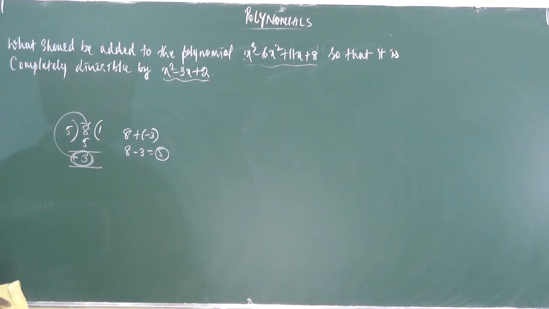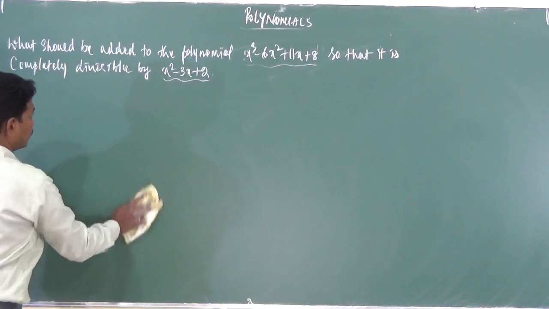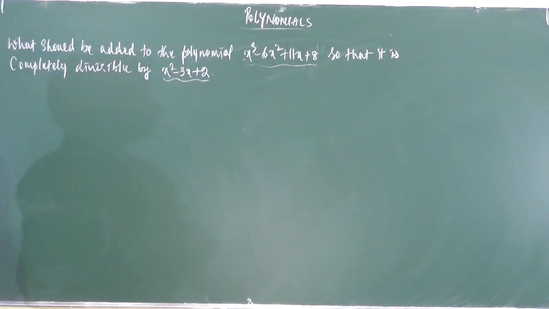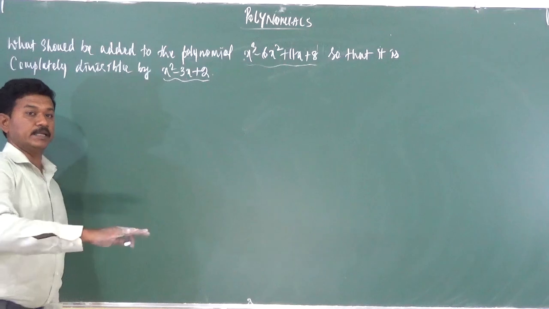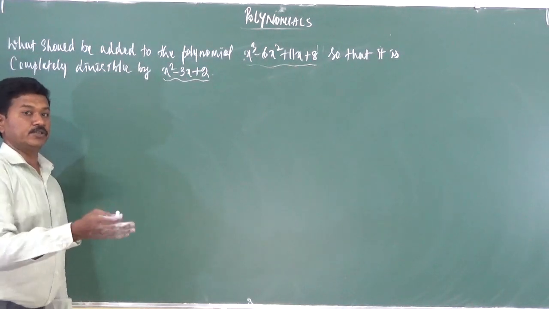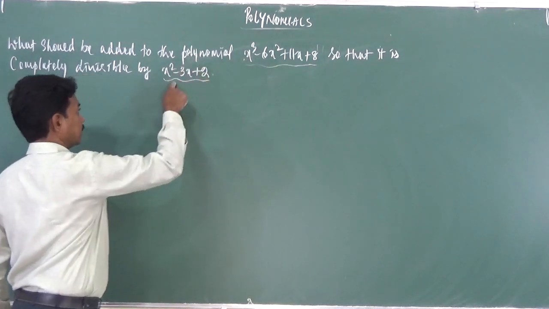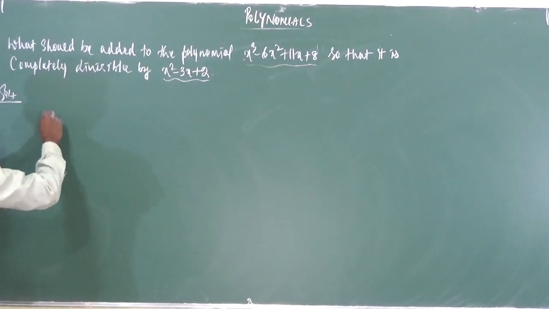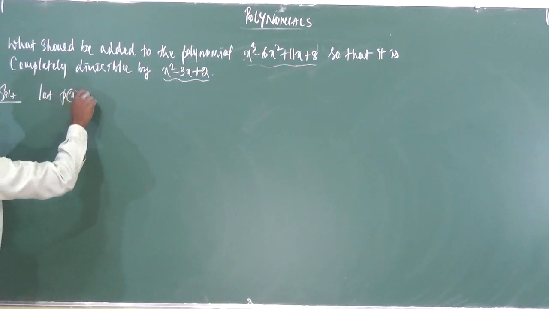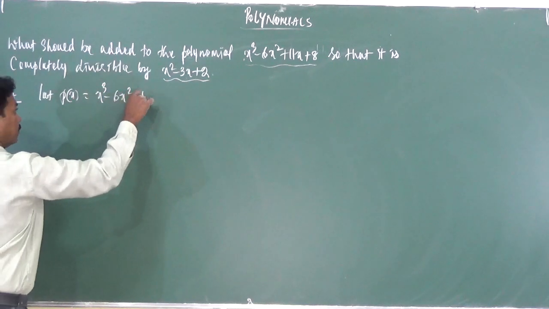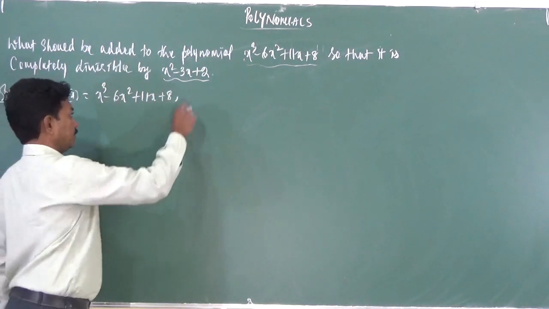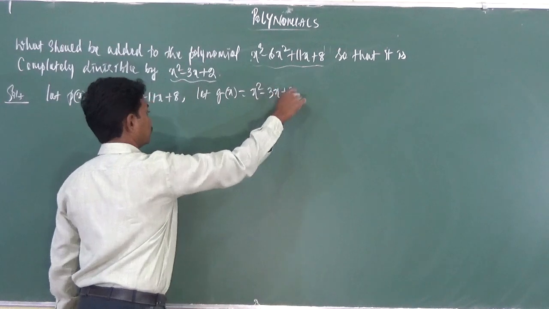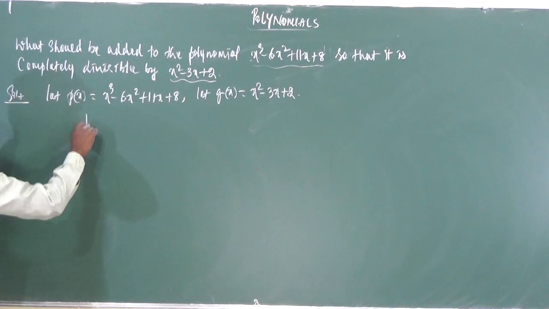In the same manner the problem is going to come. So what we have to do is divide this polynomial by this and check the remainder. Whatever remainder we get, we have to convert that into a negative value. That negative value should be added to this polynomial so that it is exactly divisible by this, right? So we go with the solution. Let p of x is equal to x cube minus 6x square plus 11x plus 8 be the given polynomial, and let g of x is equal to x square minus 3x plus 2. So we will divide this.